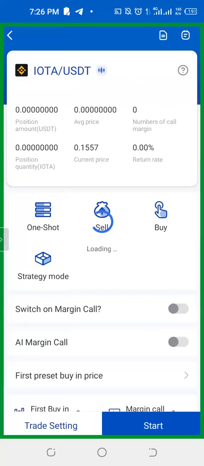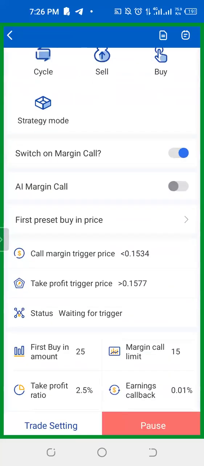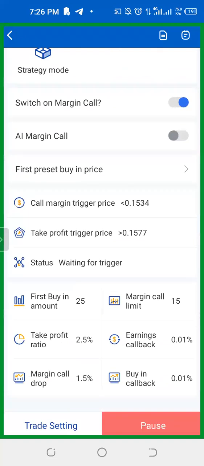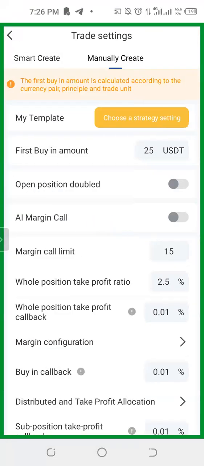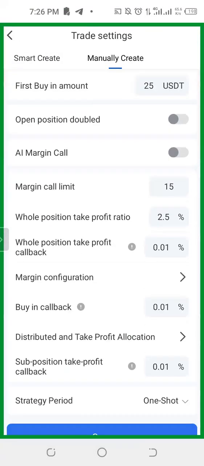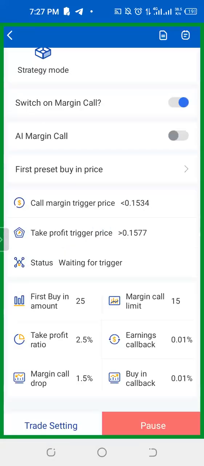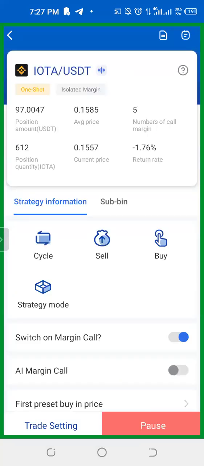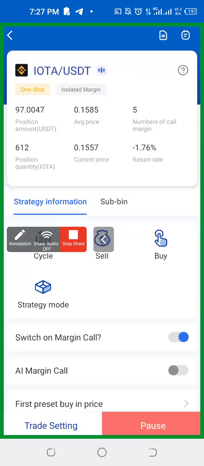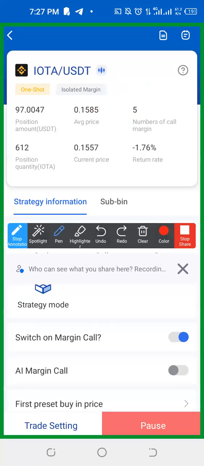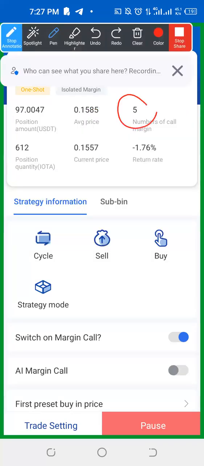The margin calls. How do you know your margin call? You go to your trade setting. You can see the margin call here. How many margin calls are you seeing here? 15. Yes, it's 15, sir. If I go back here, where you are seeing margin calls up here, you know it's 5 that is here.